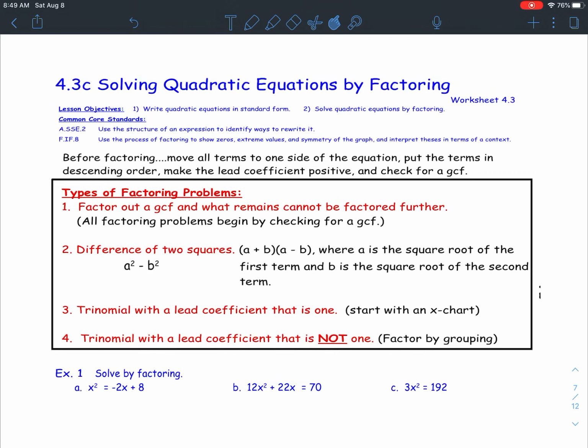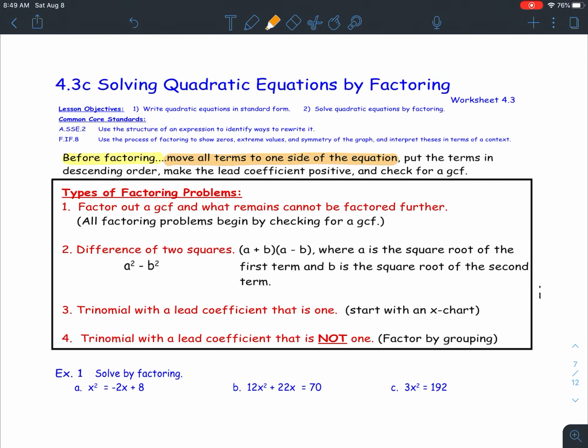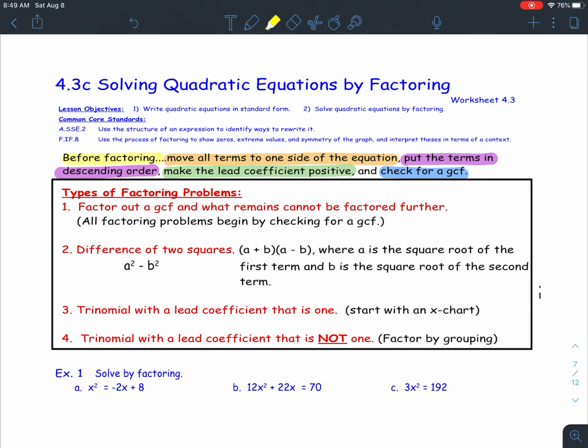Okay, section 4.3c, we're still talking about solving quadratic equations by using the factoring method. You can see at the top of this notes page, we have our reminders again, the things that you are supposed to be doing before you identify which type of factoring problem you're dealing with. Those things are to move all of your terms in your equation to one side, then make sure that the terms are in descending order. Then you want to make the lead coefficient positive, and finally you want to check for a GCF.